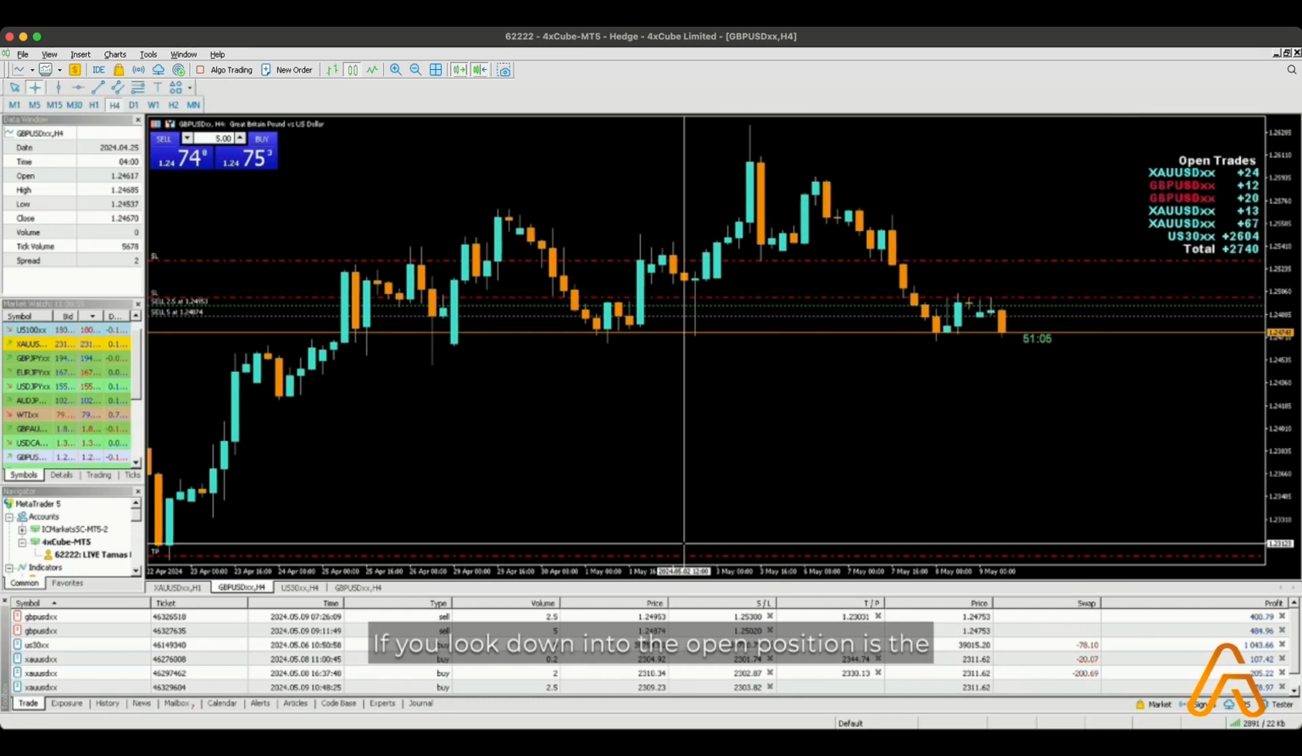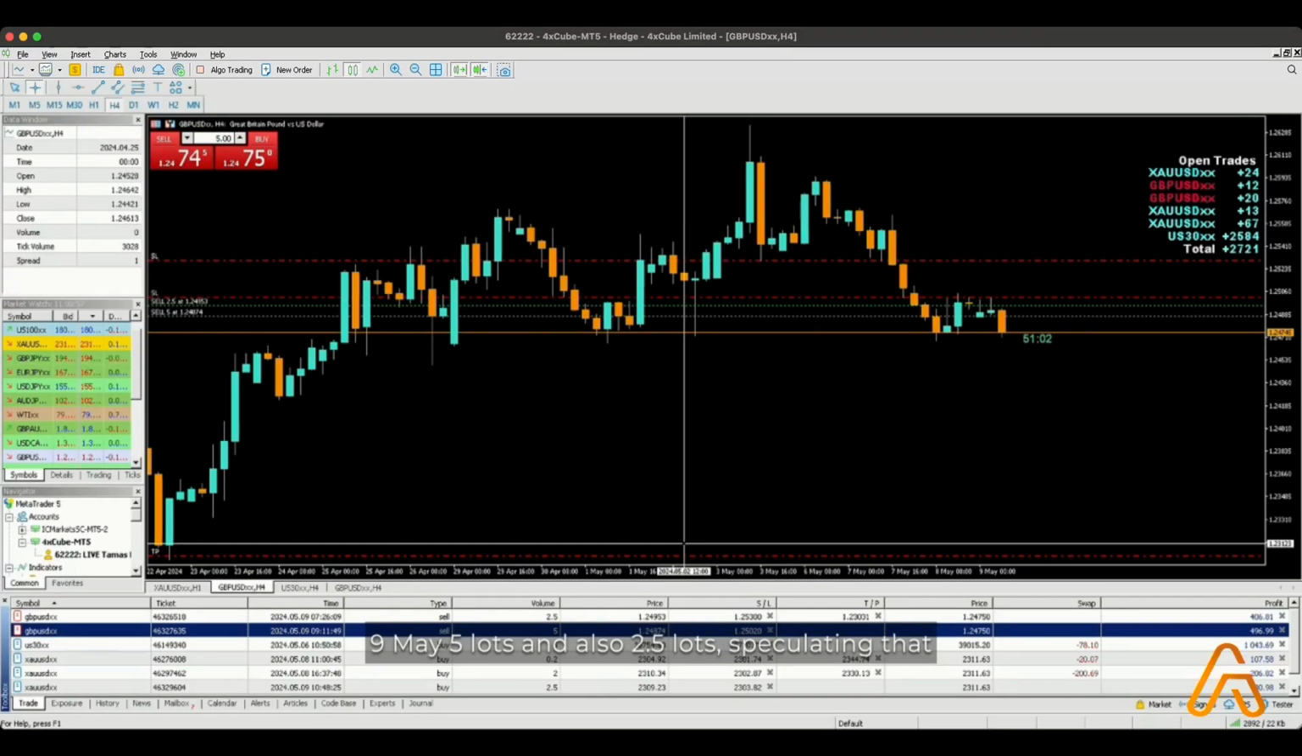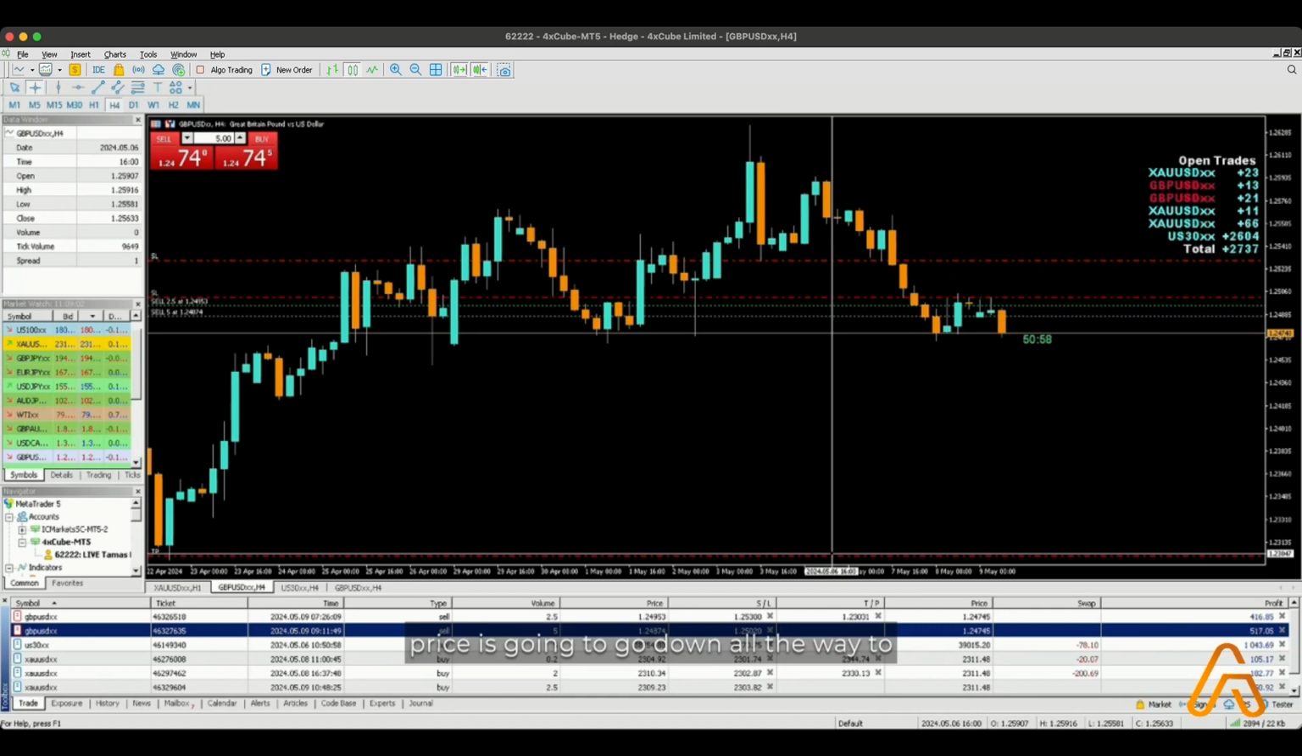If you look down into the open position, it's the 9th of May, 5 lots and also 2.5 lots, speculating that price is going to go down all the way to 1.23 if the Bank of England is going to announce or give any hints or information that they're going to cut interest rate ahead of the Federal Reserve. This is really a simple setup for those traders who understand monetary policy and interest rate divergence. But even if you don't really understand, you can just head to alphafx.eu and I give full macroeconomic analysis about what to expect on the market and how to enter into positions.